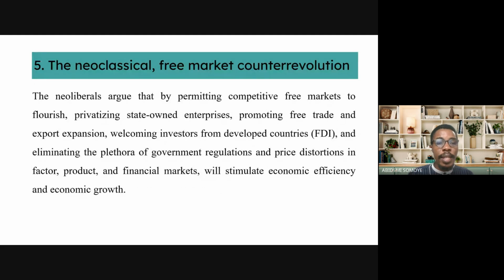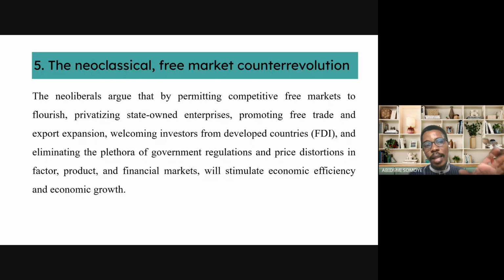The neoliberals argue that by permitting competitive free markets to flourish, privatizing state-owned enterprises, promoting free trade and export expansion, welcoming investors from developed countries, and eliminating the plethora of government regulations and price distortions in factor, product, and financial markets, we stimulate economic efficiency and economic growth.